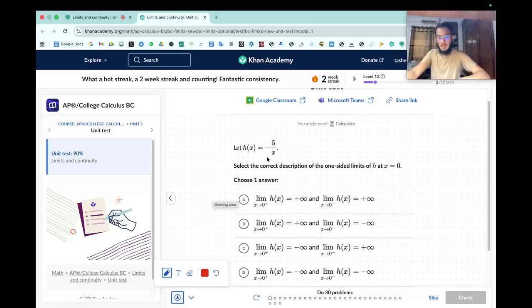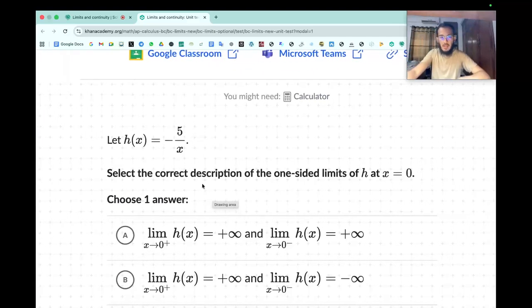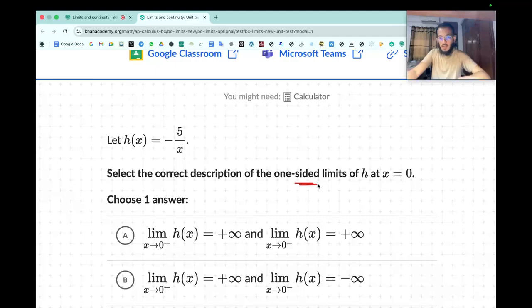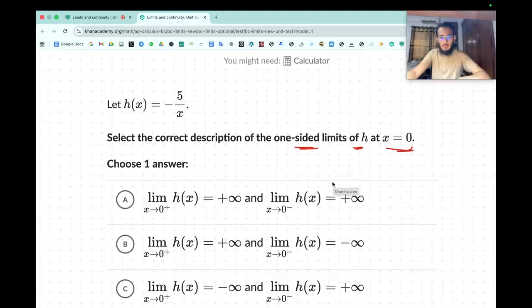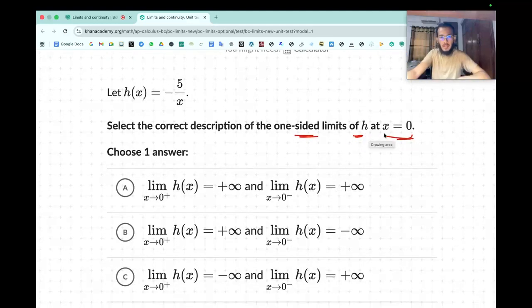Let h(x) equal negative 5 over x. Select the correct description of the one-sided limits of h at x equals 0. Okay, one-sided limits of h at x equals 0. So what happens when x approaches 0?